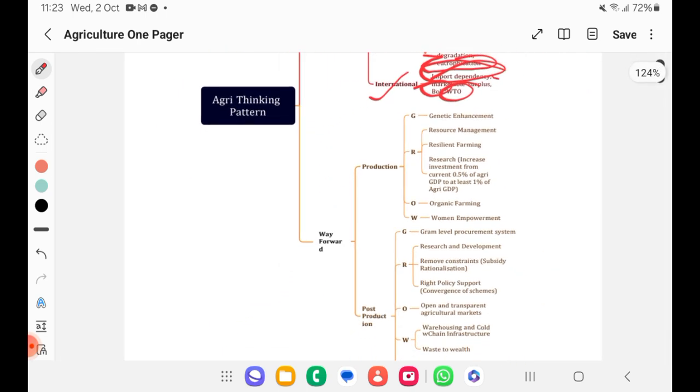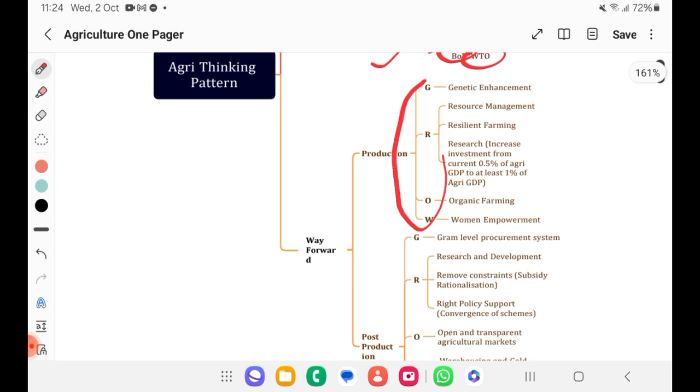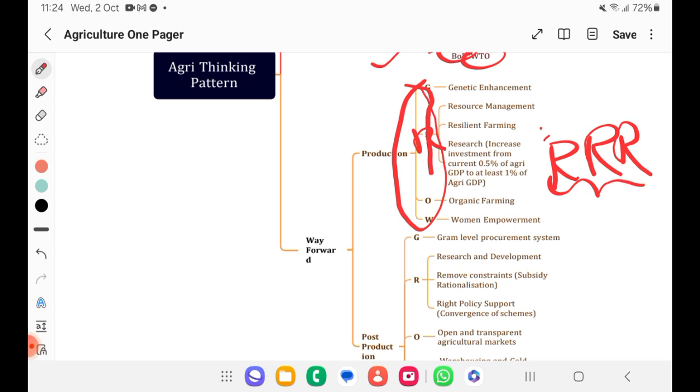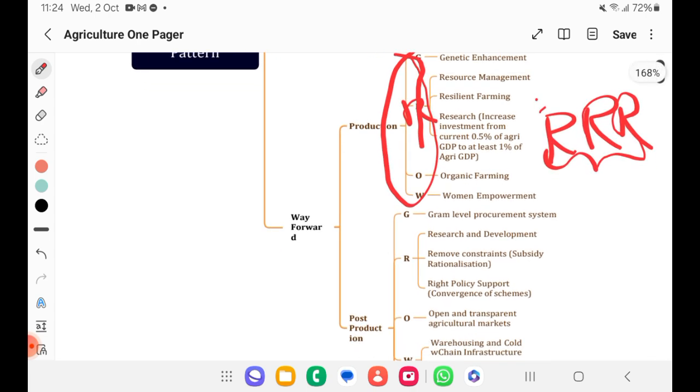In case of production, we have GROW as a solution. What is that? G is genetic enhancement, R is resource management, resilient. It is triple R, you can say. It's not a movie, by the way. It's resource management, resilient farming and research. Then we have organic farming, women empowerment during production.